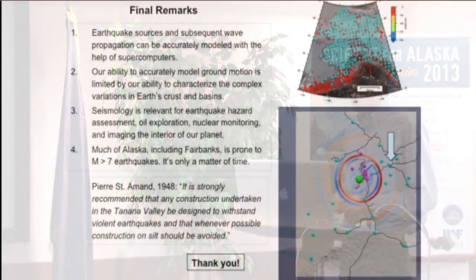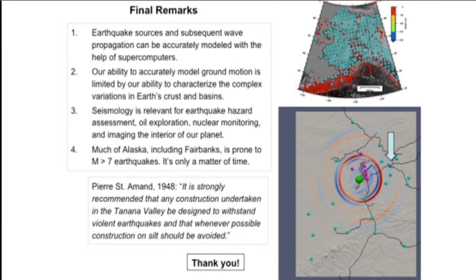So finally, earthquake sources and subsequent wave propagation can be accurately modeled with the help of supercomputers. Our ability to accurately model ground motion is limited by our ability to characterize the complex variations in Earth's crust and basins. The better we know this crustal structure, the more accurate our ground motion will be. Seismology is relevant for earthquake hazard assessment, oil exploration, nuclear monitoring, and imaging the interior of our planet. Topics that I really didn't cover here, but I'd be happy to discuss later.